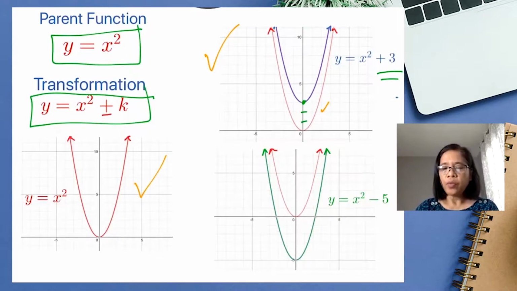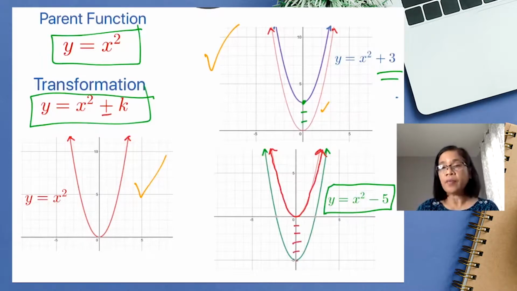In the same way, when we have the function y equals x squared minus 5, the graph of this function as it relates to the parent function, which is the red parabola, is translated. You have x squared minus 5, which means that all points on this red graph will be moved 5 units down. So the green parabola is now the graph of y equals x squared minus 5.